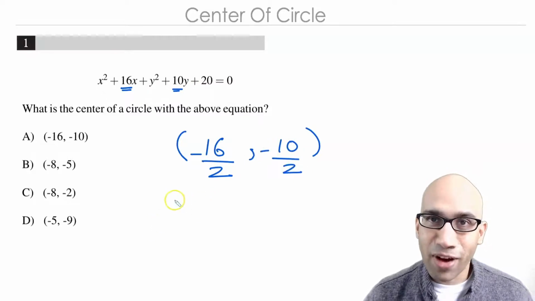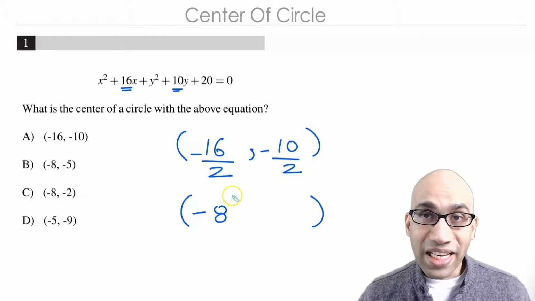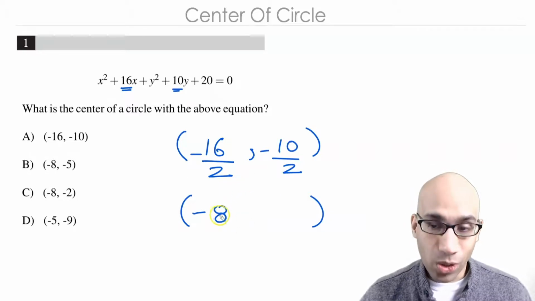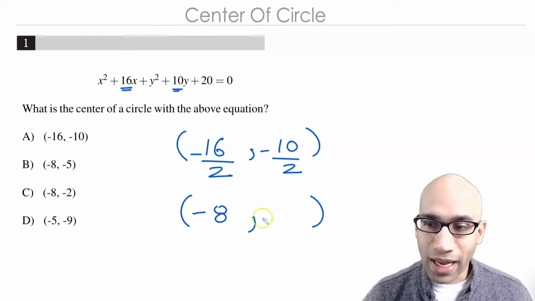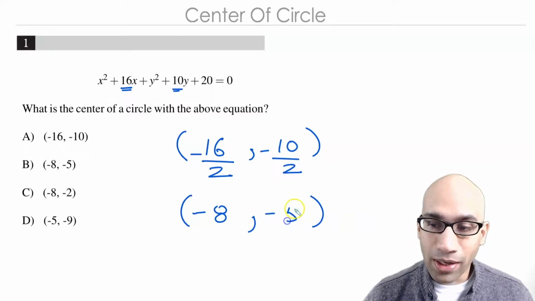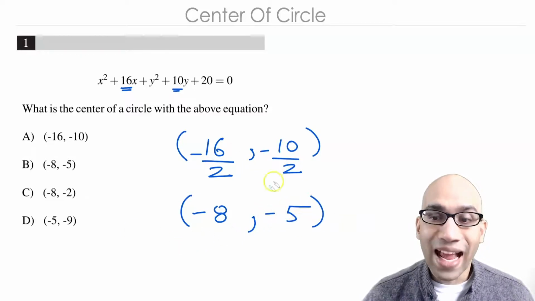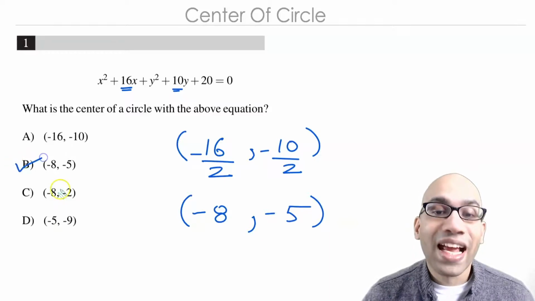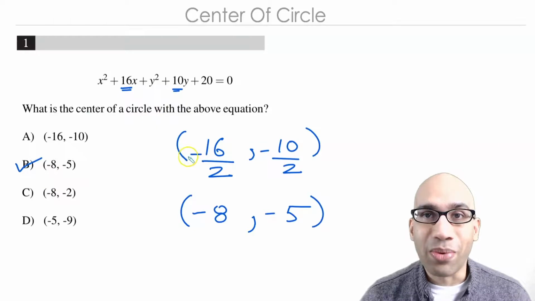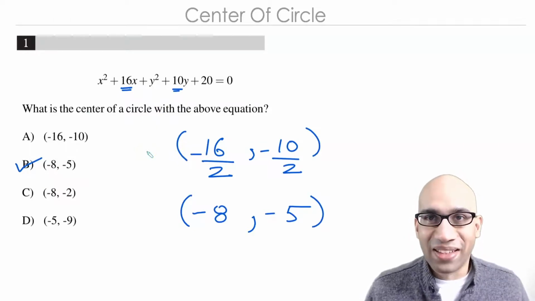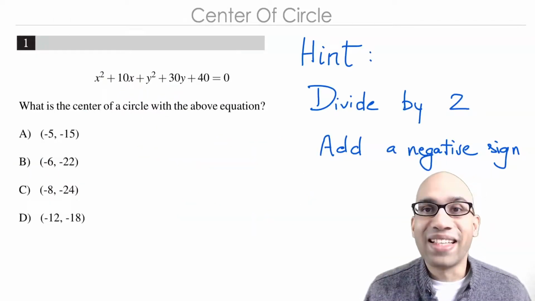And let's simplify this real quick. 16 divided by 2 is 8, and with the negative sign you write negative 8 here with a comma, and 10 divided by 2 is 5, and you've got a negative sign, so you put a negative 5 here. And that's literally your answer. Negative 8, negative 5 is going to be the center of this circle. As easy as that.